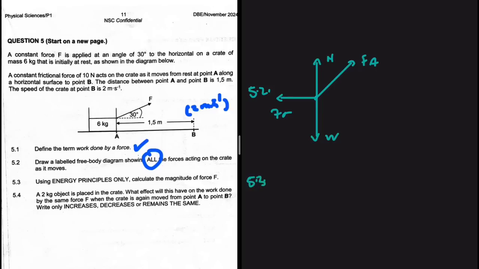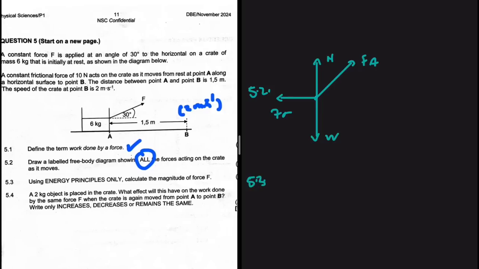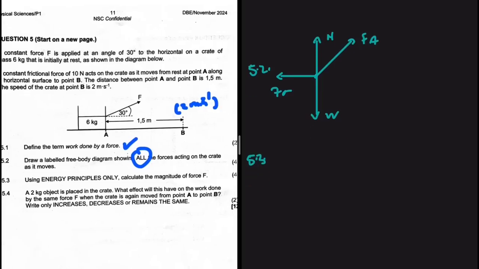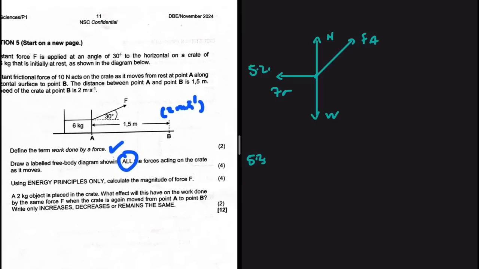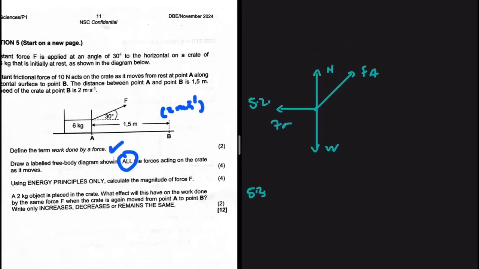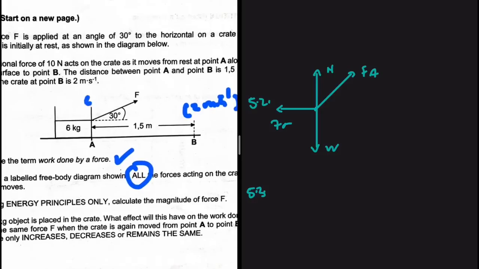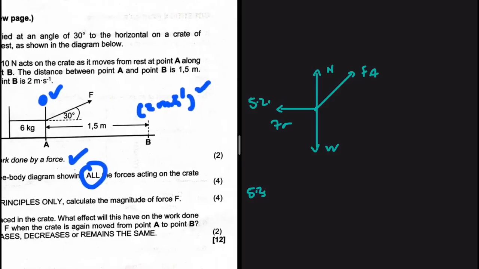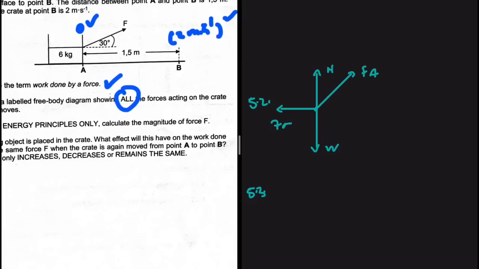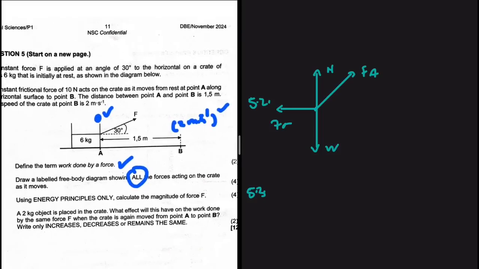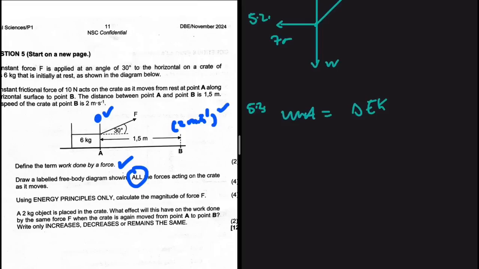Let's take a look at 5.3. Using only energy principles, calculate the magnitude of force F, for 4 marks. Okay, so let's see. We have a free body diagram. We have the velocity at A, which is 0, and the velocity at B, which is 2 meters per second. Because we are given the velocity at A and at B, it seems like we should be able to use the work-energy theorem, which says that the net work is equal to the change in the object's kinetic energy. The work by non-conservative forces should also work. Yeah, I can see that it is also going to work.